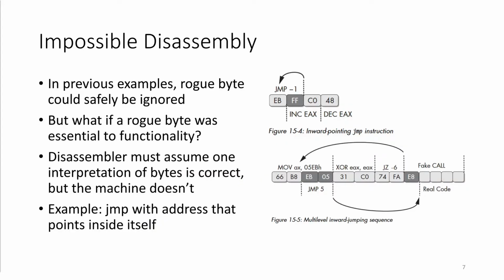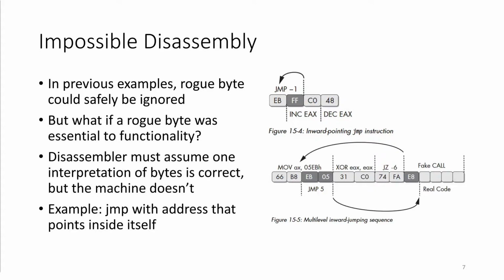In the previous examples, the rogue byte could safely be converted to data and ignored while preserving the functionality of the program. But this won't always be the case with rogue bytes. They can be included in such a way that they are part of two valid instructions that the machine will actually run at runtime. Even though the disassembler must make assumptions about how to correctly interpret and display bytes, the machine at runtime doesn't have this limitation.